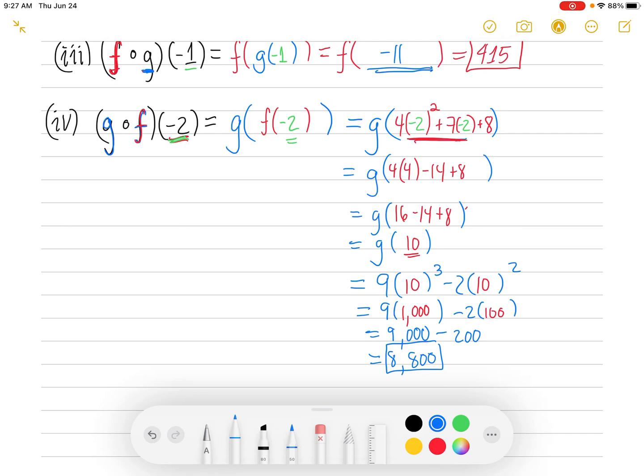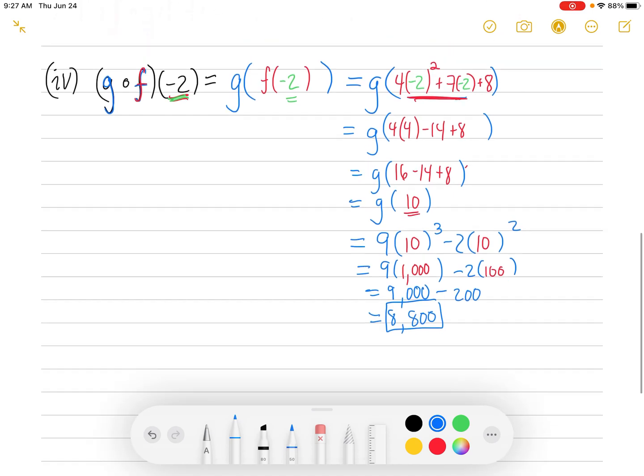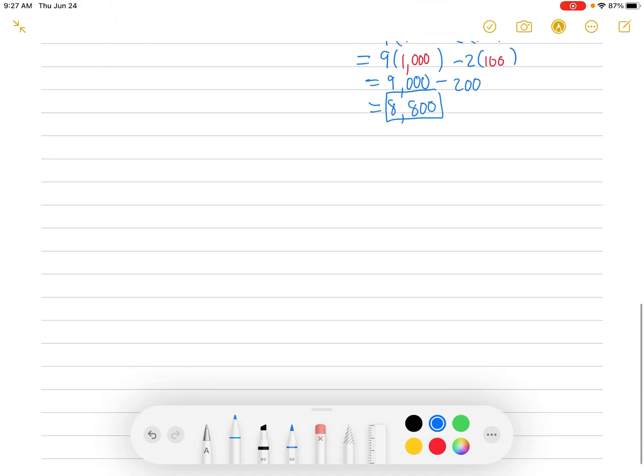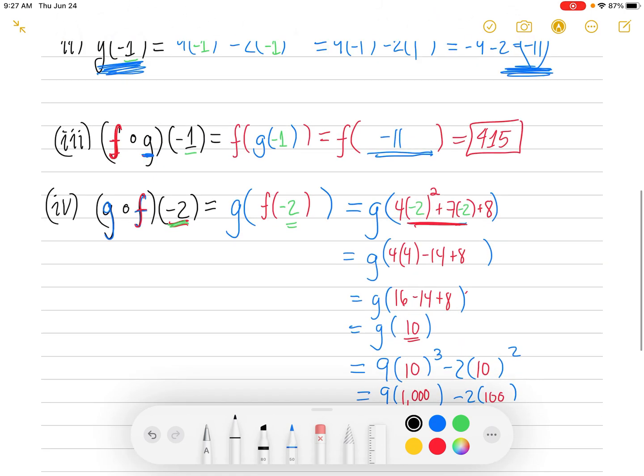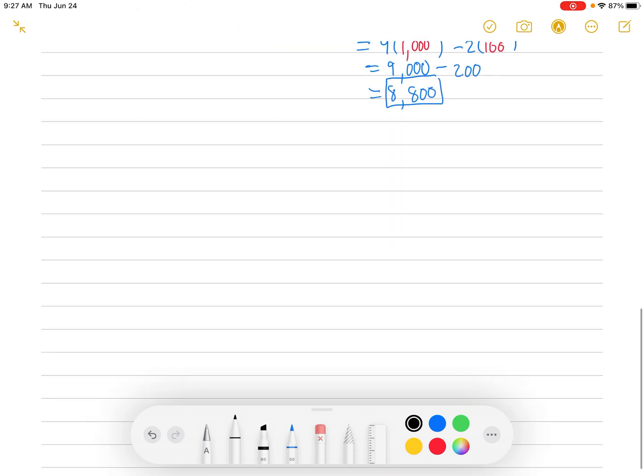So plugging -2 in first to the F function, getting an output of 10, and then taking 10 and plugging it into the G function, getting an output of 8,800. Okay, so let's say we don't want to plug in numbers into our composite functions. So we just keep our variables as x.